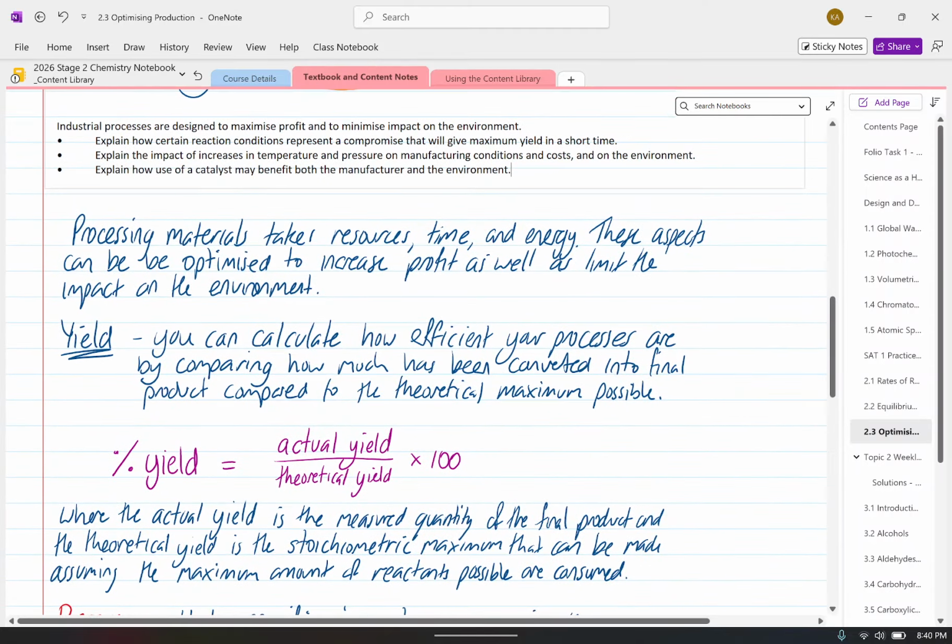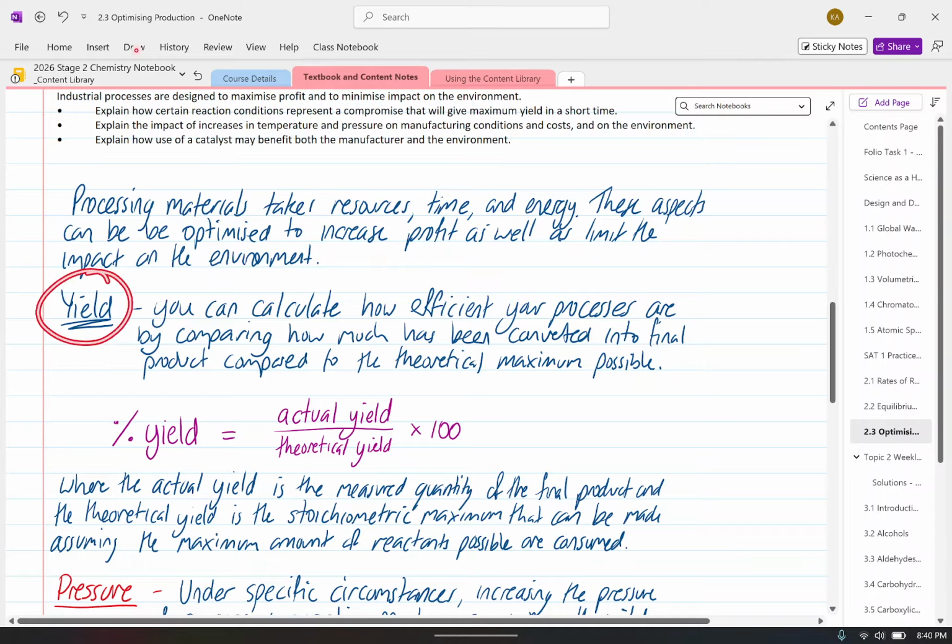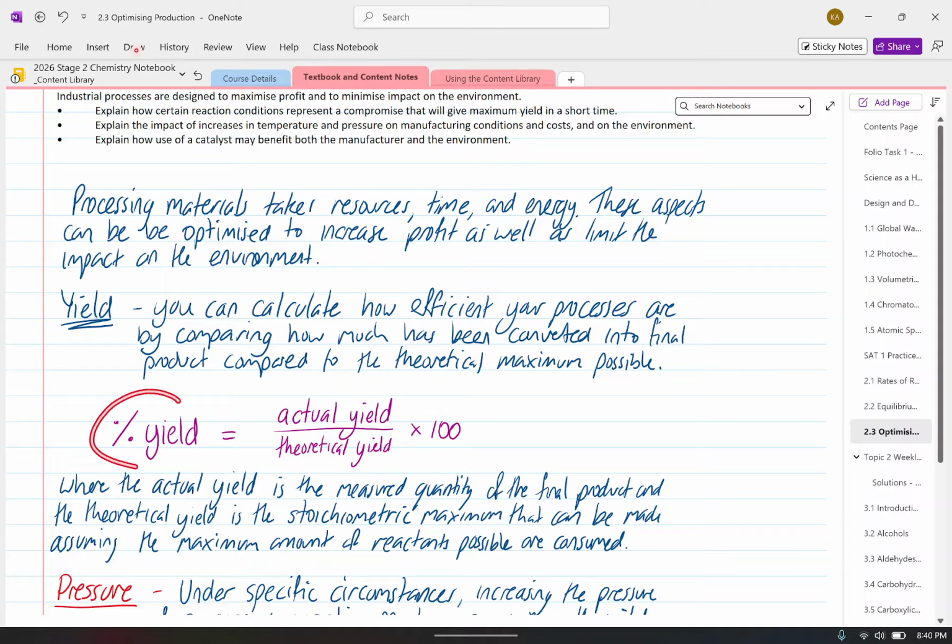Now the first thing we have to worry about is something called yield. Yield just tells us how much of our stuff we're making compared to how much we could make. So how efficient is our process? Let's say we put in a certain amount of reactants which could make a certain amount of products. How much product do you actually get out? You calculate that using this equation here. The percentage yield is the actual yield, so how much of that final product you get out of it, divided by our theoretical yield, which is the maximum possible, multiplied by 100.